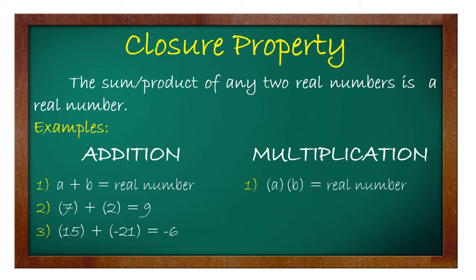For multiplication, A times B is equal to a real number since A and B are also real numbers. Negative 5 multiplied by negative 9 is equal to 45. Negative 4 multiplied by positive 4 is equal to negative 16.